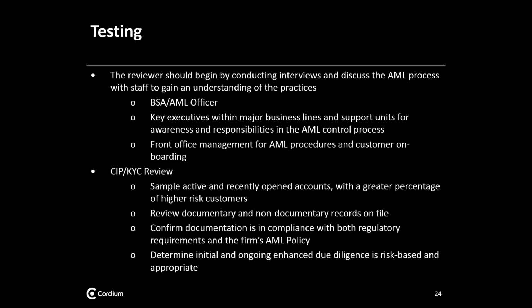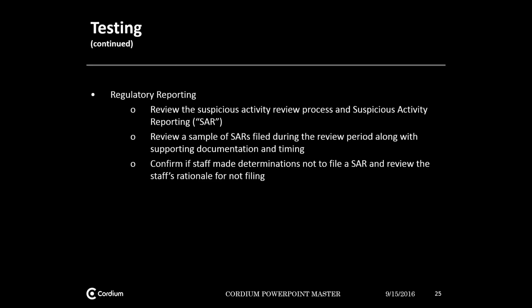With that said, now the testing can begin. The reviewer should conduct interviews concerning the AML process with the staff, including the BSA AML officer, key executives within major business lines and support units, and front office management to determine their awareness of the responsibilities in the AML control process. For the CIP and KYC reviews, a sample of active and recently opened accounts, obviously with a greater percentage of high-risk customers, should be obtained. The reviewer should determine what documentary and non-documentary records are obtained, that such documentation is in compliance with both regulatory requirements and the firm's AML policy, and that the risk-based review is appropriate given the activities of the client types reviewed.